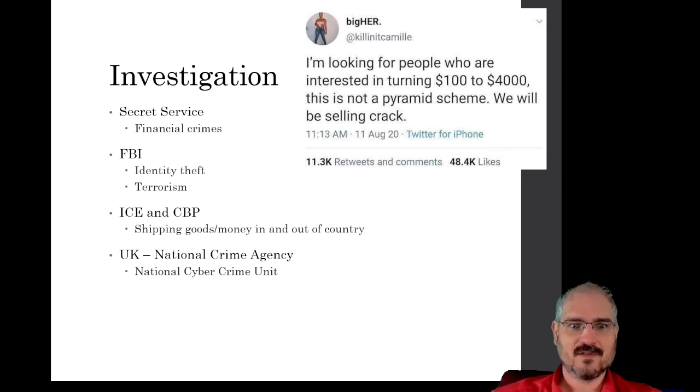And then, of course, other countries have their own investigation systems set up for this. In the UK, there's the National Crime Agency, which has a subset. It's the National Cybercrime Unit. They investigate lots and lots of these e-commerce, economic crimes committed via the internet and identity theft and all those associated crimes. But anyway, that is the end of this section.